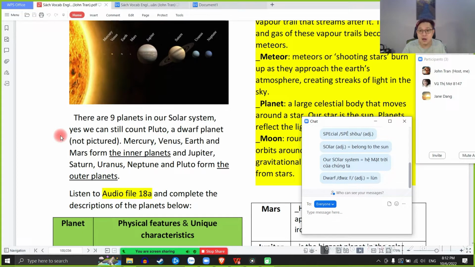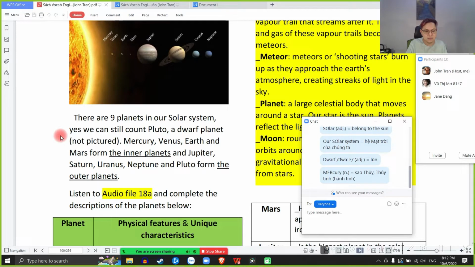Mercury, Venus, Earth, and Mars. Mercury. Âm đầu. Mercury, Venus, Earth, and Mars form the inner planets. And Jupiter, Saturn, Uranus, Neptune, and Pluto.